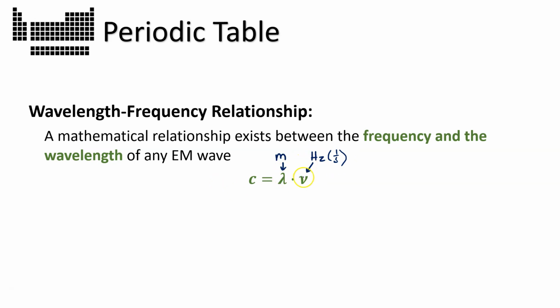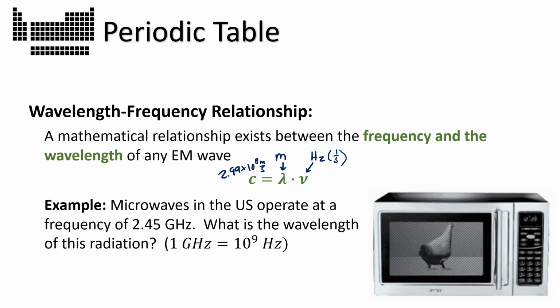Any wavelength times any frequency for a given wave will equal the speed that the wave is traveling. 2.99 times 10 to the 8th meters per second. That number, of course, is the speed of light. So it's a really cool thing that is true for any section of this radiation. Besides being interesting that this is true, it's also really helpful because it can allow us to calculate back and forth between wavelength and frequency.